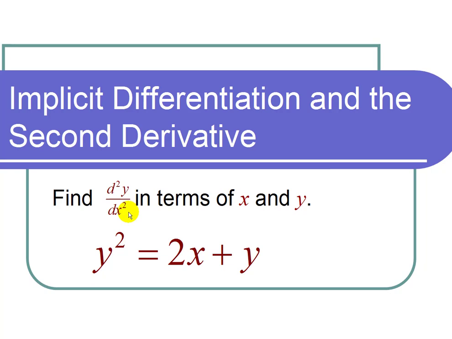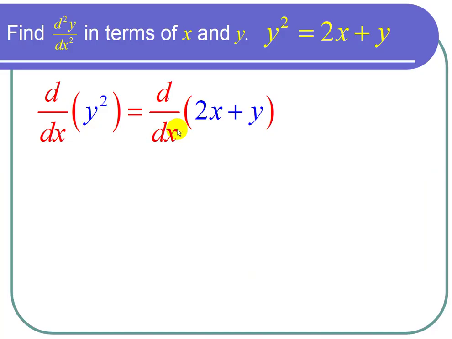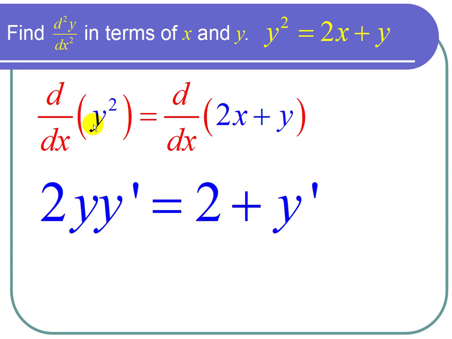And since y is not written as a function of x, we use implicit differentiation, which means we take d over dx of both sides of the equation. So d over dx of y squared, we use a chain rule. That's going to be 2y times the derivative of the inside, which is y prime. So we get 2y y prime equals, and then the derivative of 2x is equal to 2, and the derivative of y with respect to x is just y prime.